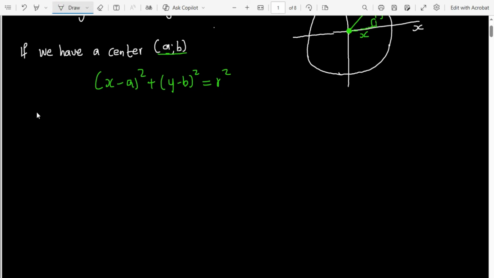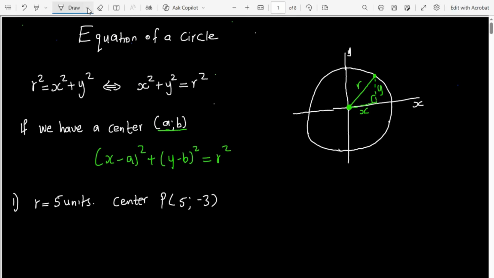Let's say we consider an example where we are given the radius of 5 units. Let's say the radius of the circle is 5 units, and then we have a center of the circle, a center P, which has the coordinates 5 and -3. If you look at this, you can see that the center is not the origin. Which equation should we use? Let's say this is my equation 1, and let's call this my equation 2.